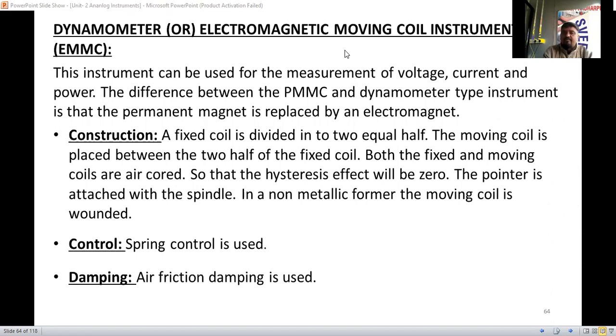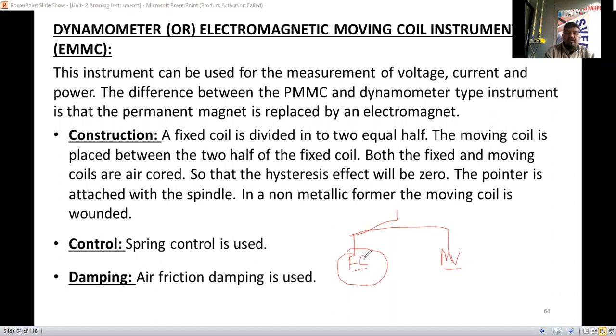Understood? So this is the principle and the difference between PMMC and the others. Next, the construction of EMMC. Mainly this instrument has two coils: one is a fixed coil, and another one is a moving coil. The fixed coil is where the permanent magnet is replaced by the electromagnet.